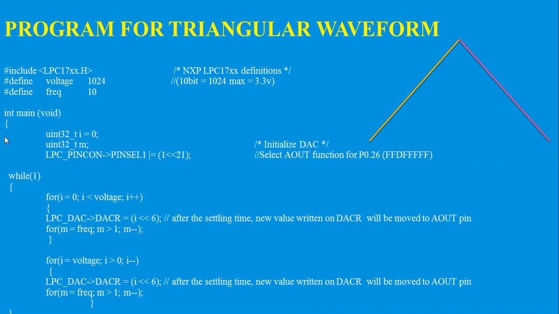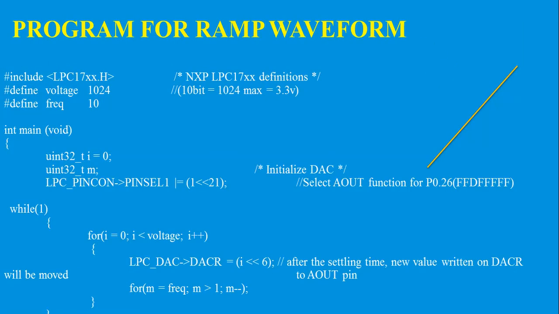So this is the program to generate a triangular waveform, and it can be observed from the 26th pin of port 0 with the help of a CRO or multimeter. Now let us look into the program to generate the ramp wave. It is very similar to the triangular wave, where the loop responsible for generating the linear value from maximum to minimum is eliminated.